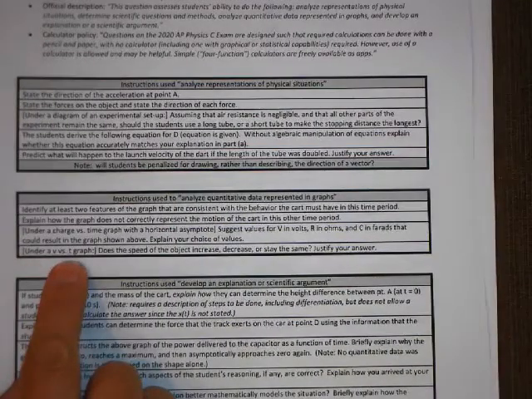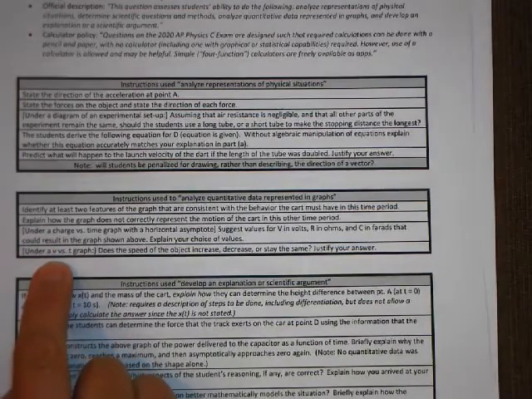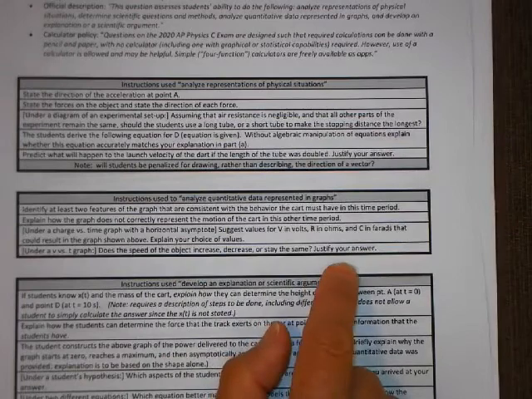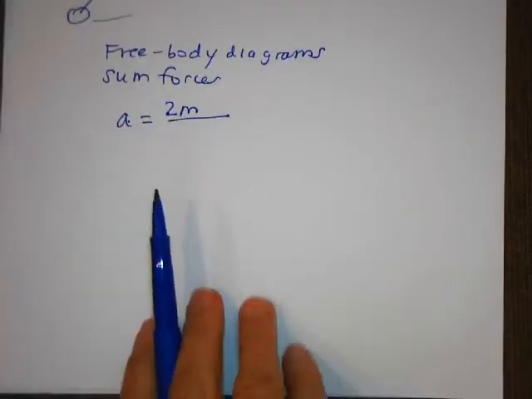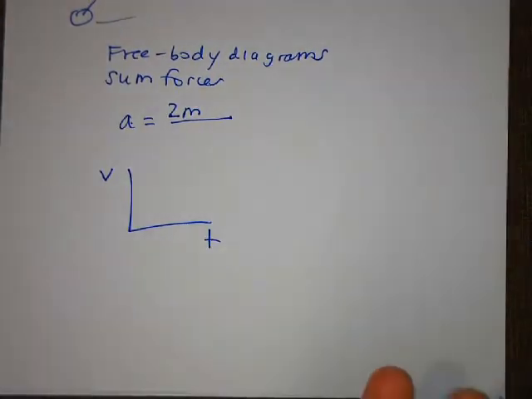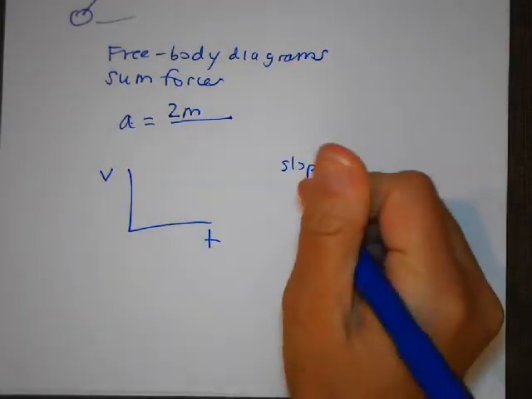So they could have a graph. Here she's showing a velocity versus time graph. Does the speed of the object increase, decrease, or stay the same? Justify your answer. If you had a velocity versus time graph, the first thing you're going to say to yourself is, what do I know about a velocity versus time graph? There's two things I know: the slope is the acceleration, and the area under the curve is the displacement.